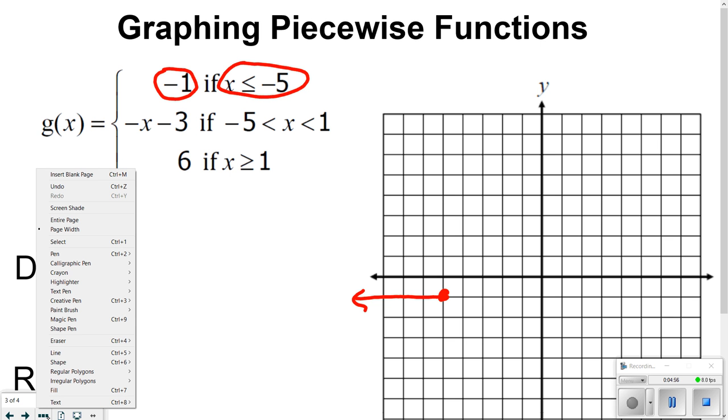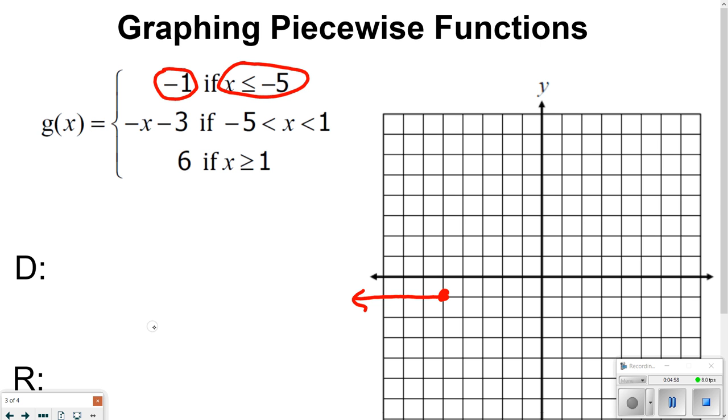Let me pick a different color. Let's do green. So now let's do the middle one. Negative x minus 3, okay, that's a line. So we can do our slope and our y-intercept to graph that. So we'll start with our y-intercept of negative 3. The slope is negative 1. Okay, and we can fill in a bunch of points.